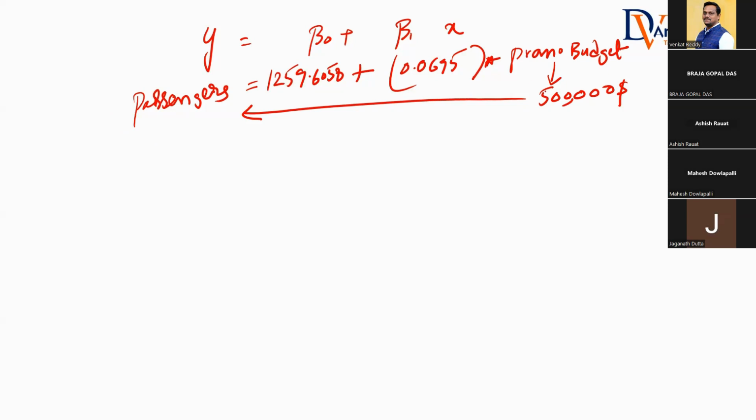How do you do that? You supply the budget here, multiply it with 0.0695, add 1259.6058, then you will get the predicted number of passengers. So give me that number. How many passengers are expected if 500,000 is the promotional budget? Roughly 36,000 passengers are expected. 36,009 passengers are expected. Is that the number that all of you are getting? 36,000.